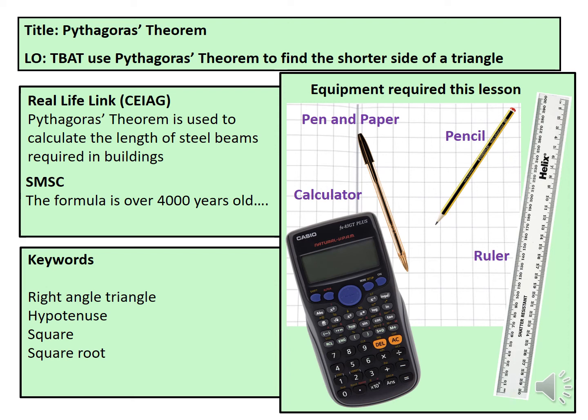In this lesson, we will be covering the Pythagoras theorem, and hopefully we should be able to use the Pythagoras theorem to find the shorter side of a triangle. The equipment that you will need for this lesson are pen and paper, calculator, pencil and a ruler. The keywords for this lesson are right angle triangle, hypotenuse, square and square root.